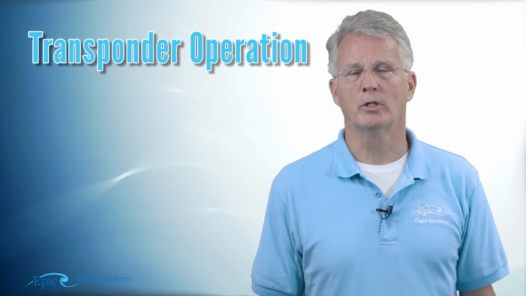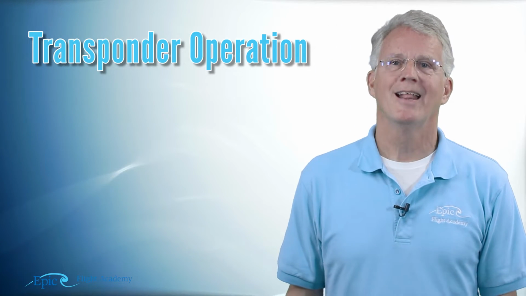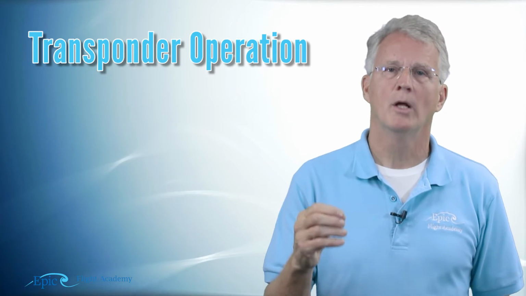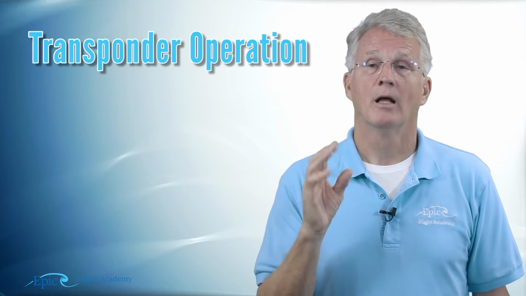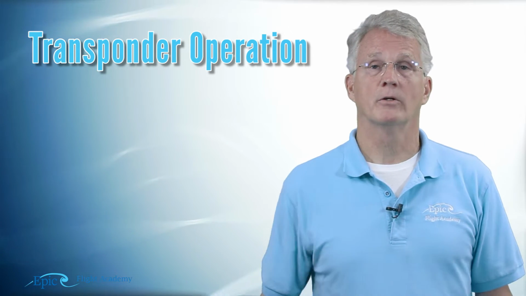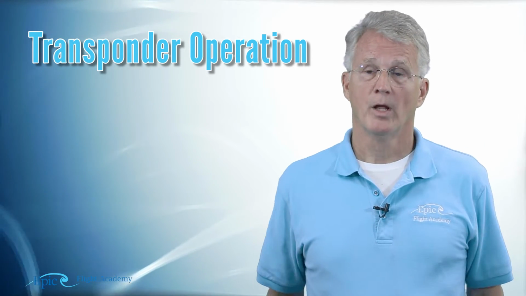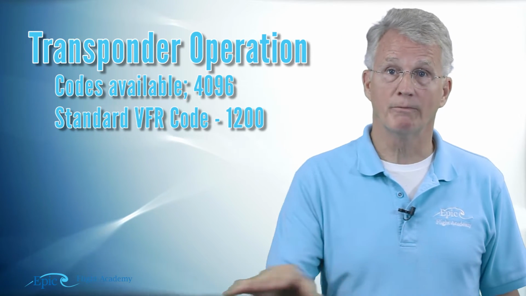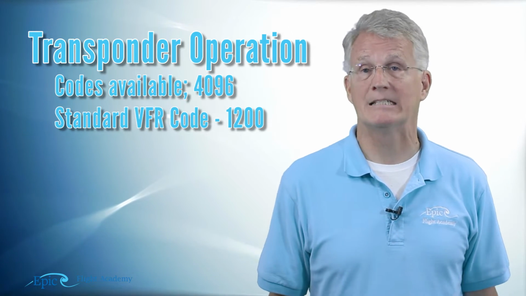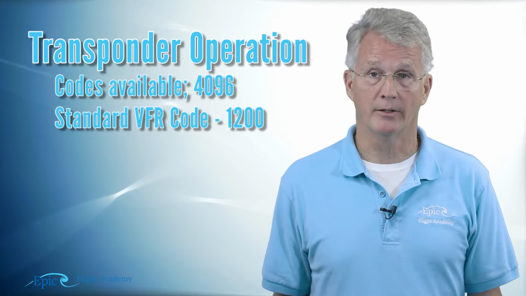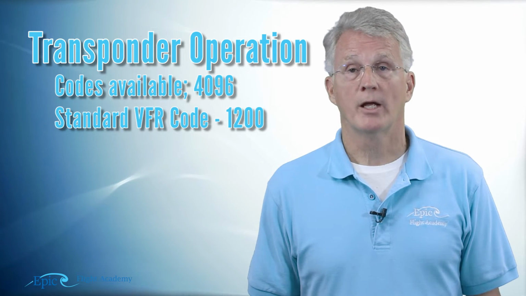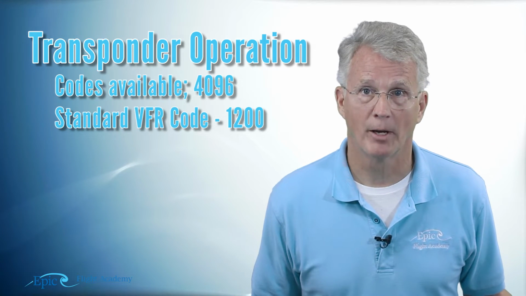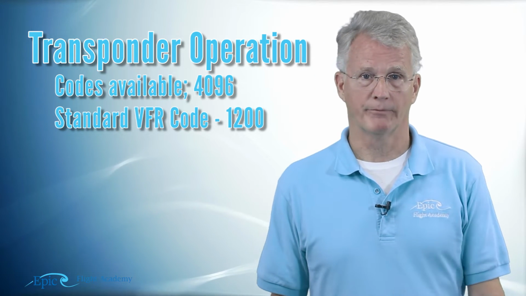Now, there are particular codes that you can dial into this transponder to make you appear unique on air traffic control's radar screen. There are 4,096 possible different codes that ATC could ask you to dial in. That's why your transponder is frequently referred to as a 4096 transponder. Now you know where that term came from.